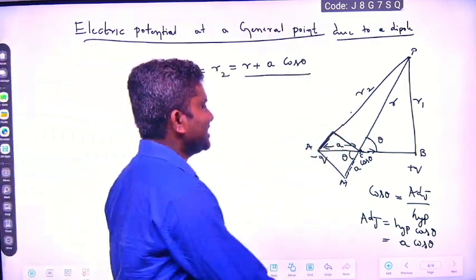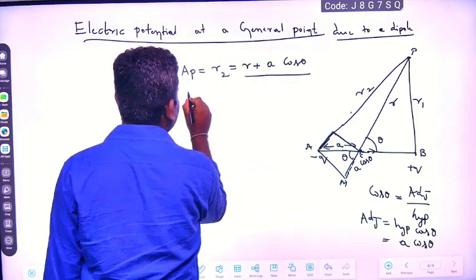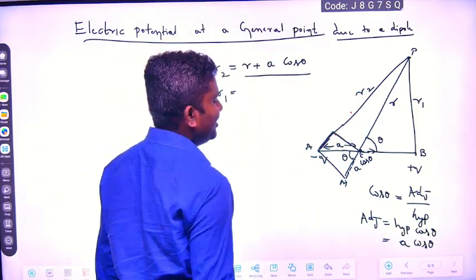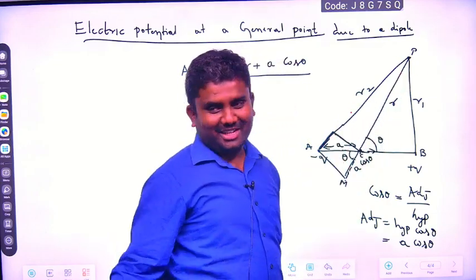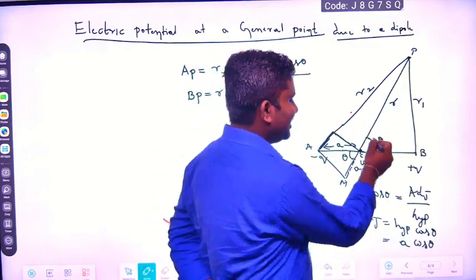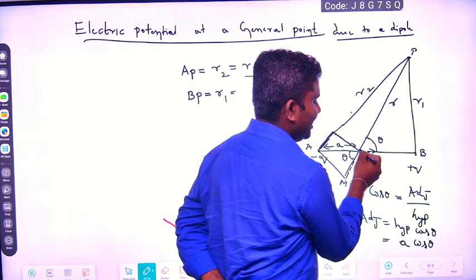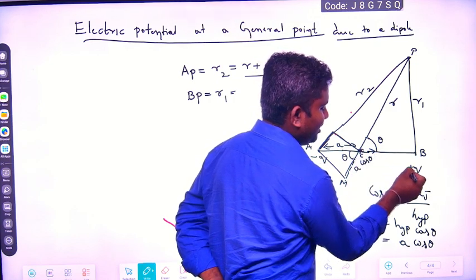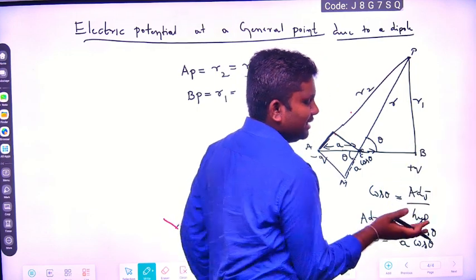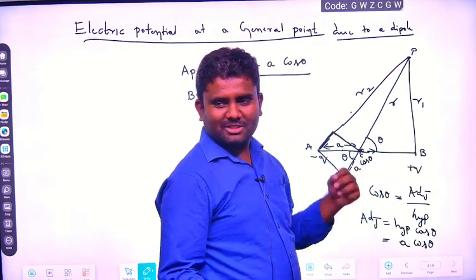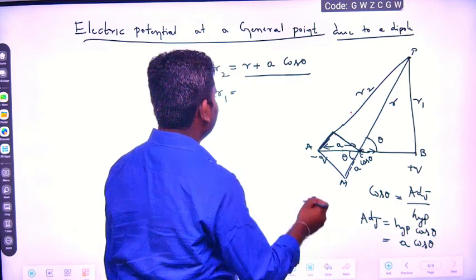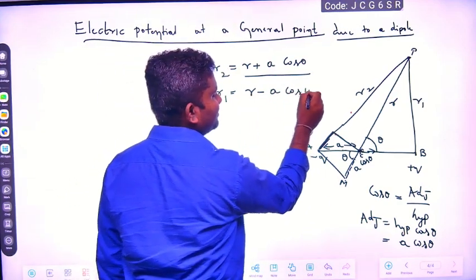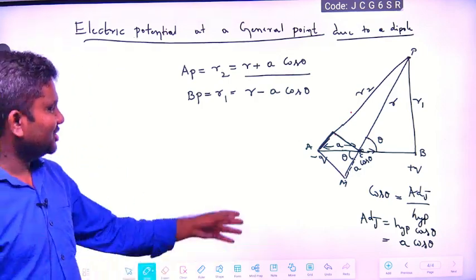Correct? Now what about this? BP. R1. Correct? Now till here it is R. In terms of R you need to write. Okay? Till here it is R. Now here it is R means like that it will come, but there is a small diminish of that line, right? How much it is diminished? This is R minus A cos theta. Correct? You understood why R minus A cos theta?